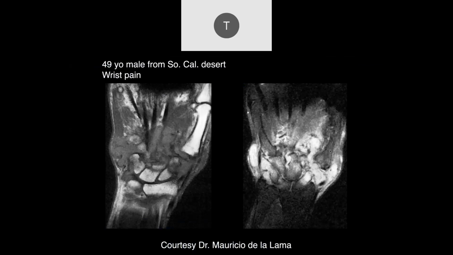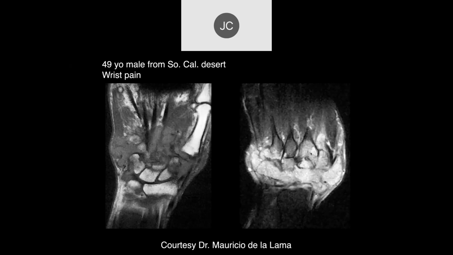Okay, and Leor. I remember that from med school, I think. 49-year-old male from the SoCal desert with wrist pain. We see a lot of fluid in that joint space, edema in the carpal bones. Bone erosions. Multiple joints involved here.